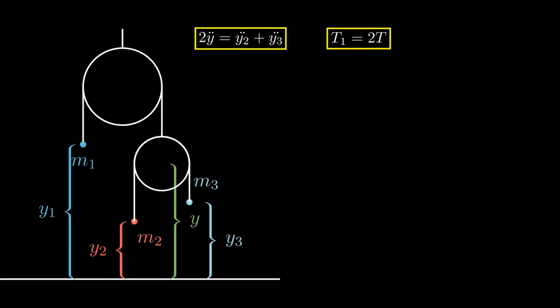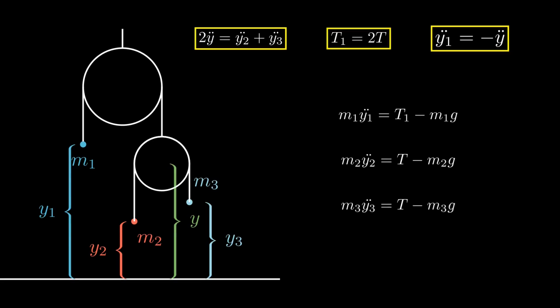Note that the acceleration of m1 and the lower pulley are equal in magnitude and opposite in direction to each other. So y1 double dot equals negative y double dot. We now write down Newton's second law for m1, m2, and m3, taking the upward to be positive. Solving these 6 equations and with a little bit of algebra, it is easy to show that the acceleration of m1 is this result.